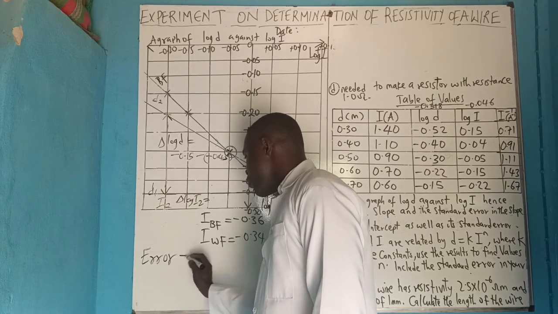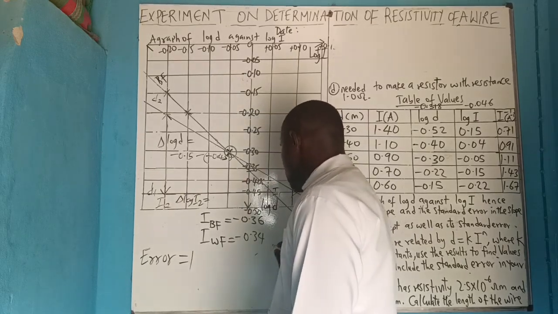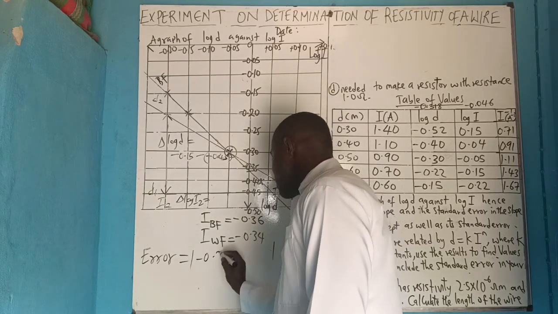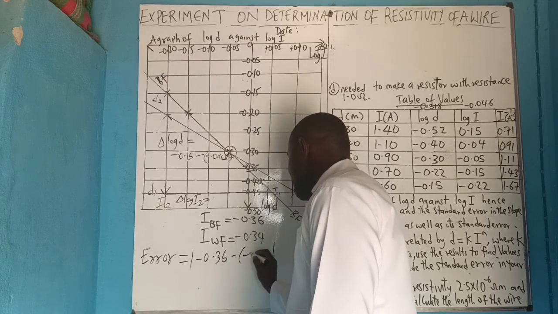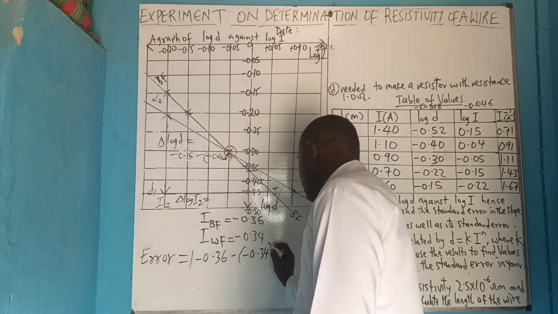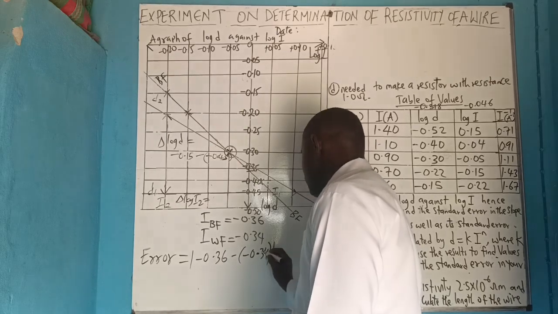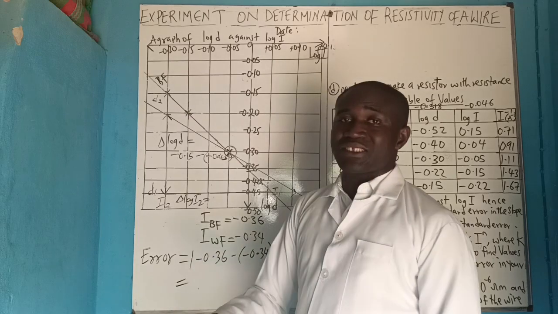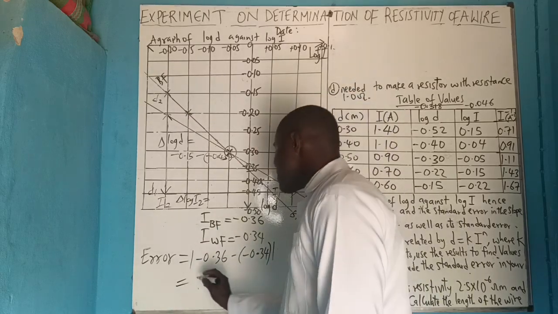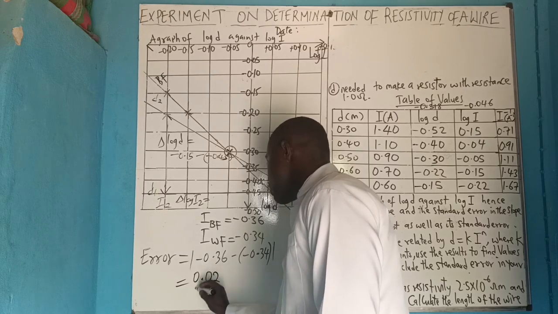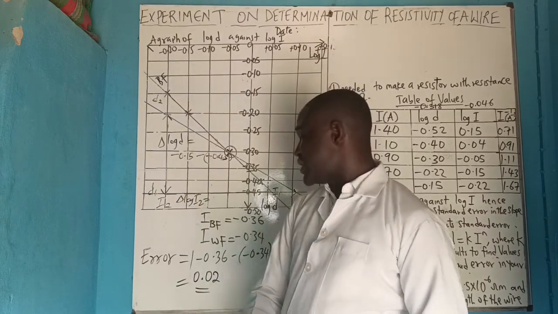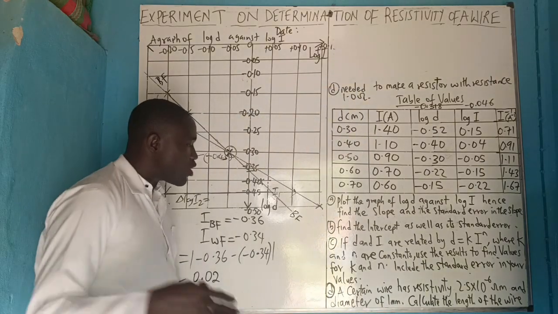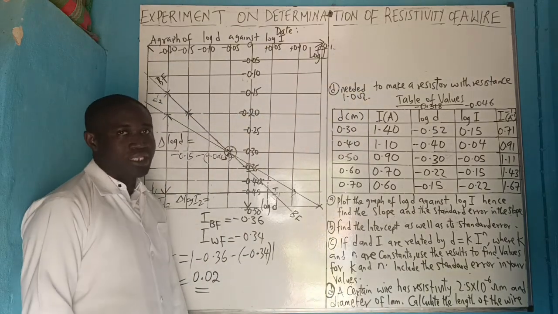The error will now be equal to you getting the modulus of it. You will be having minus 0.36 minus bracket minus 0.34. Are you getting it? Modulus means neglect the negative if you get a negative answer. So 0.02 will be the answer. That is the error in the intercept. We have gotten the slope, error in slope, intercept, and error in the intercept.